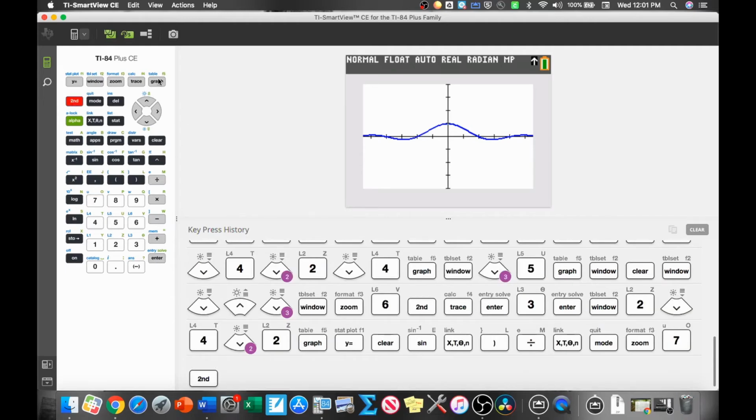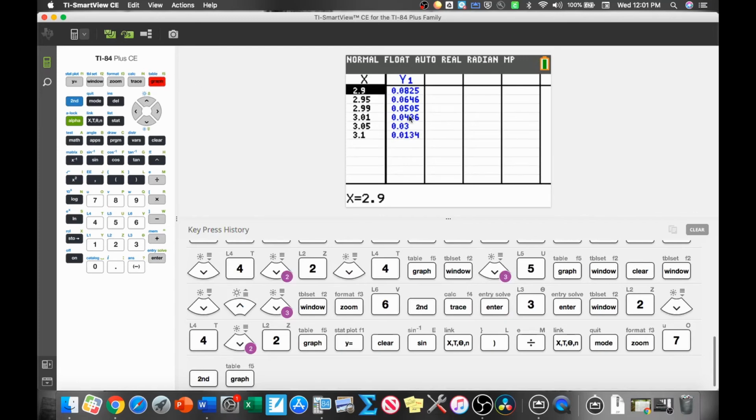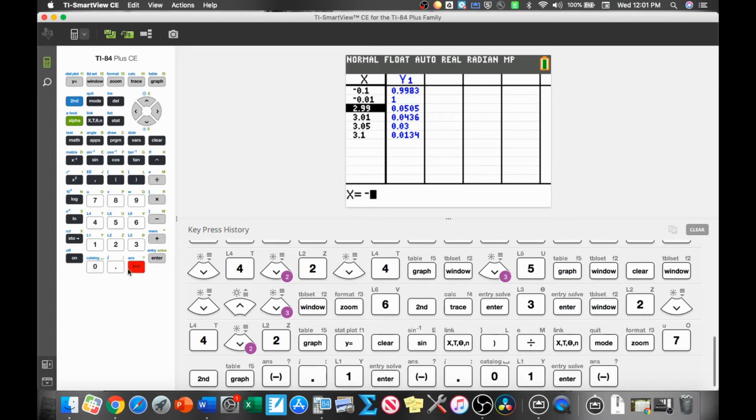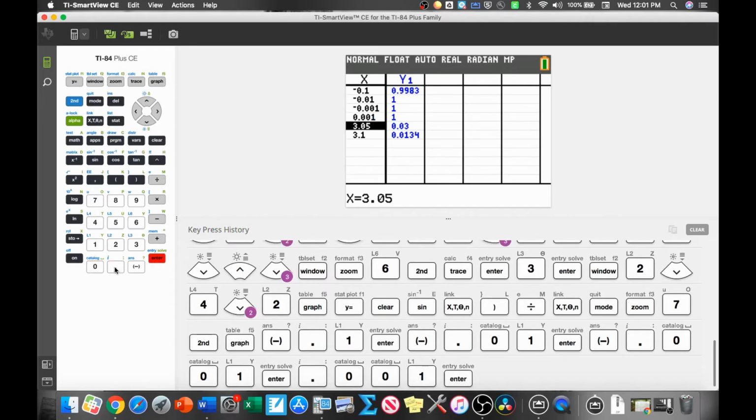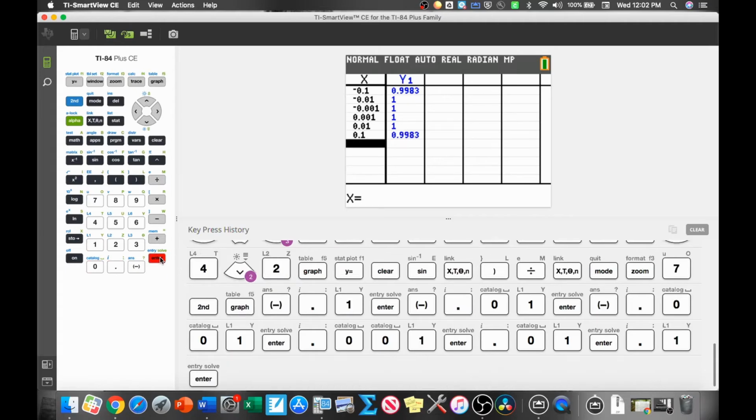So I'm going to go to second level graph. There's the table key again. I'm going to plug those x values in that I chose. So it's going to be negative 0.1, negative 0.01, negative 0.001. And then on the other side, it's going to be positive 0.001, positive 0.01, and positive 0.1. Okay, let's write those values on our paper for our table.